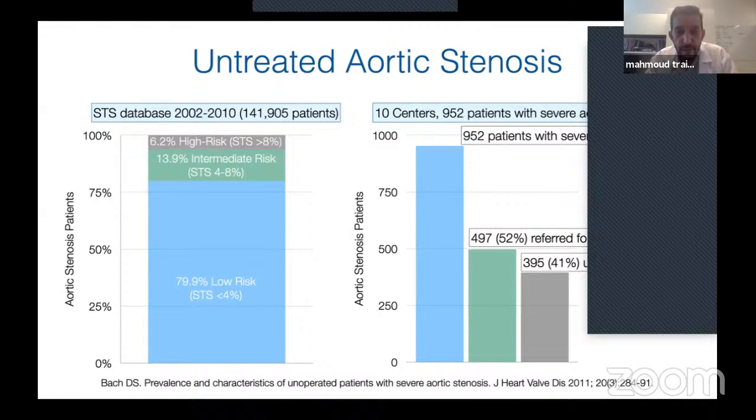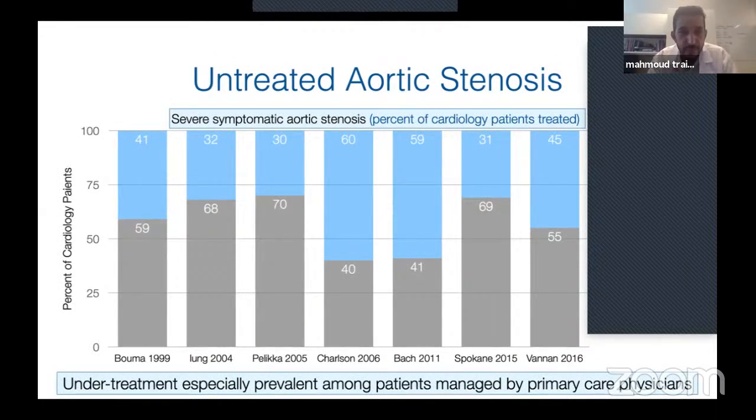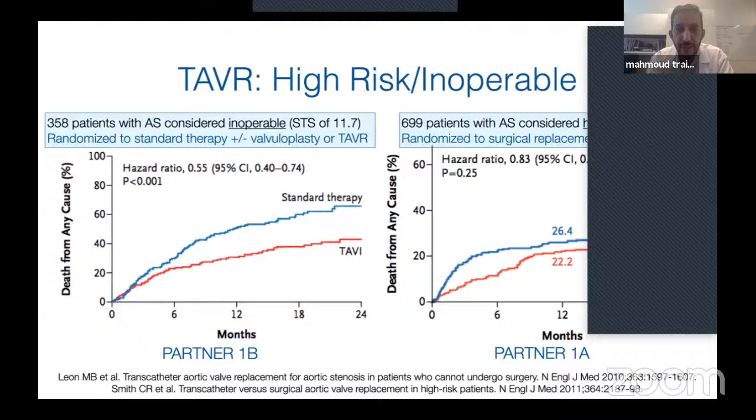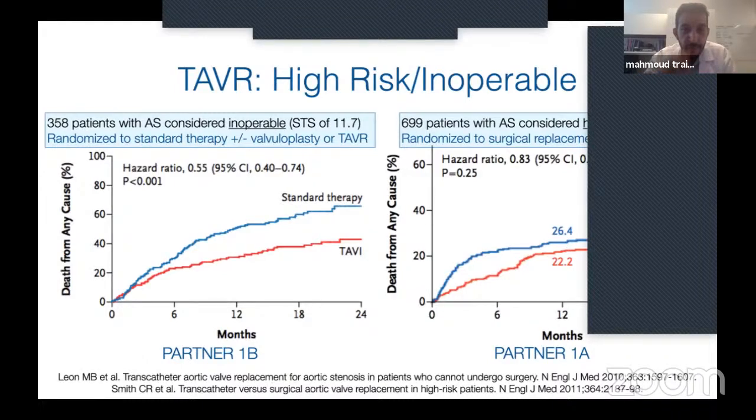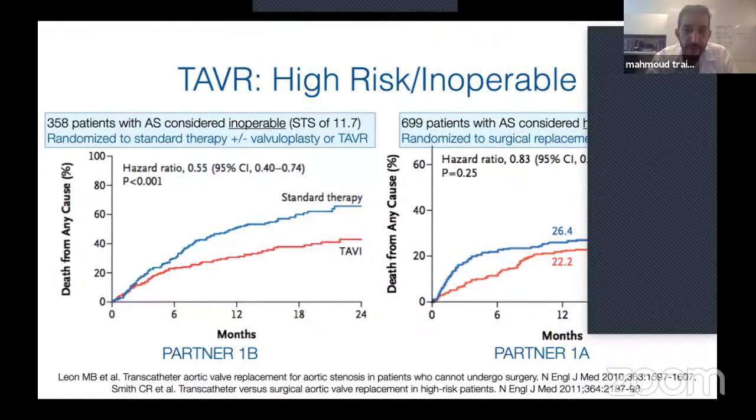This is one series from around the time of the first PARTNER trials. It shows that across 10 centers, of 950 patients with severe AS, only half were getting referred for surgery, and of those, only about 40% actually had surgery done. This was seen across multiple series. There's a huge unmet need of patients with severe aortic stenosis out there who, for various reasons, aren't getting referred for intervention.